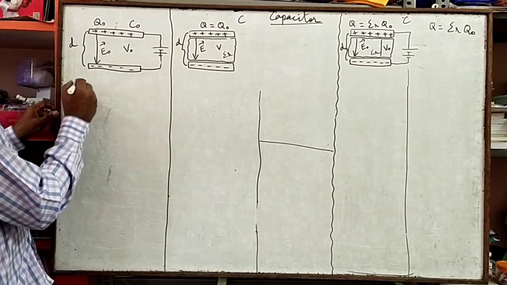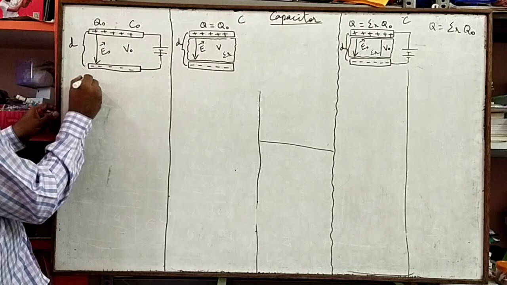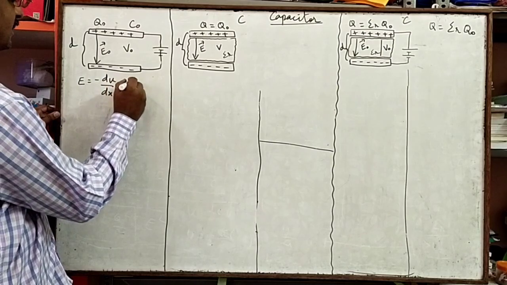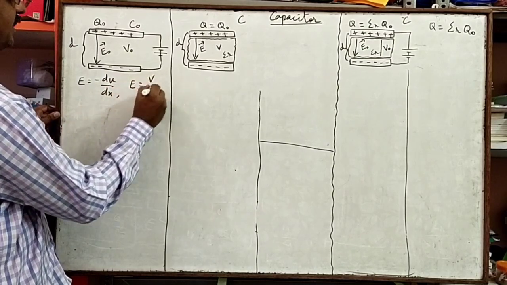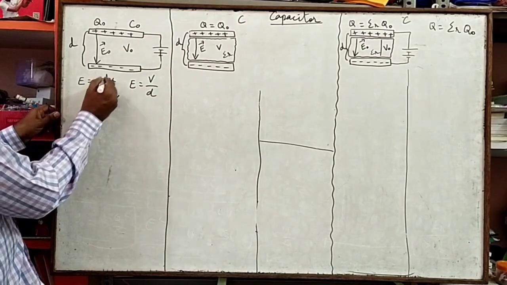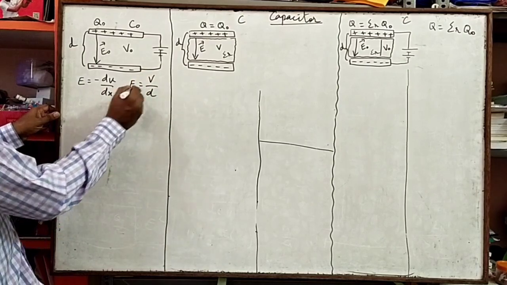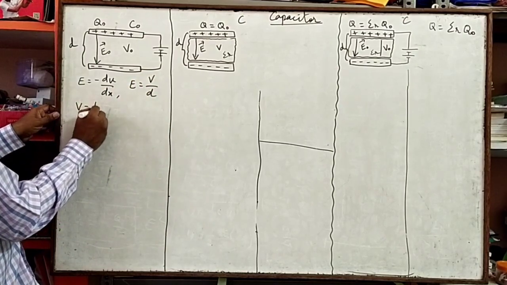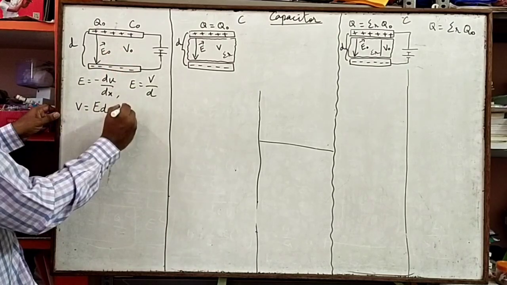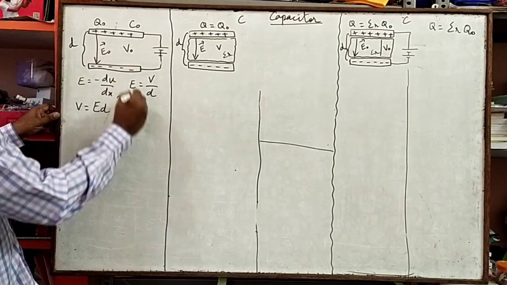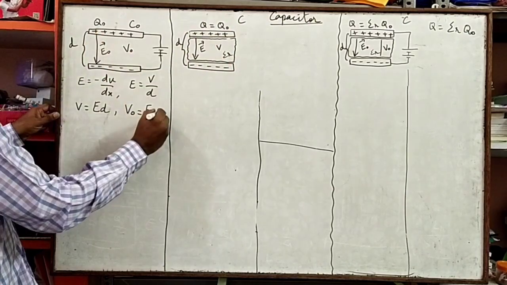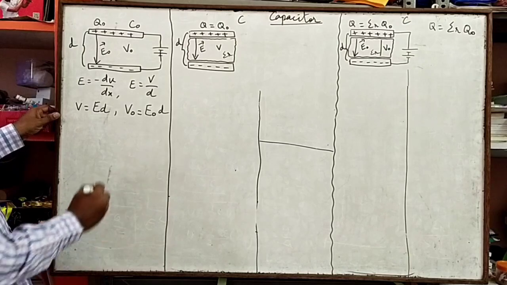We can write E equal to minus dV by dx, and from this we can write that E is equal to V by D. Electric field is the negative potential gradient. From this we can write that V is equal to E into D. Here the potential is taken as V0 and the electric field is taken as E0, but D is the distance, and in all the cases we keep D constant, it is not changing. Therefore V0 is equal to E0 into D.